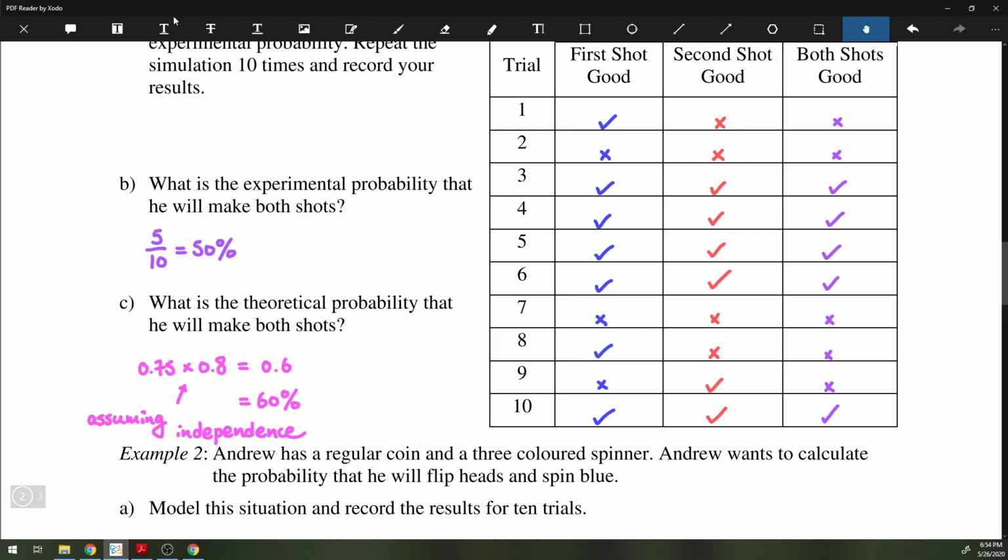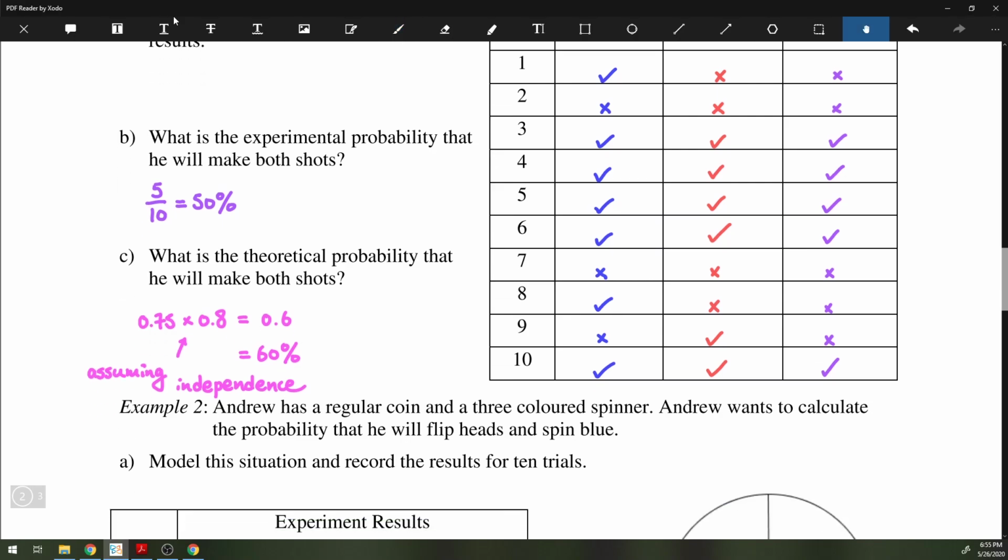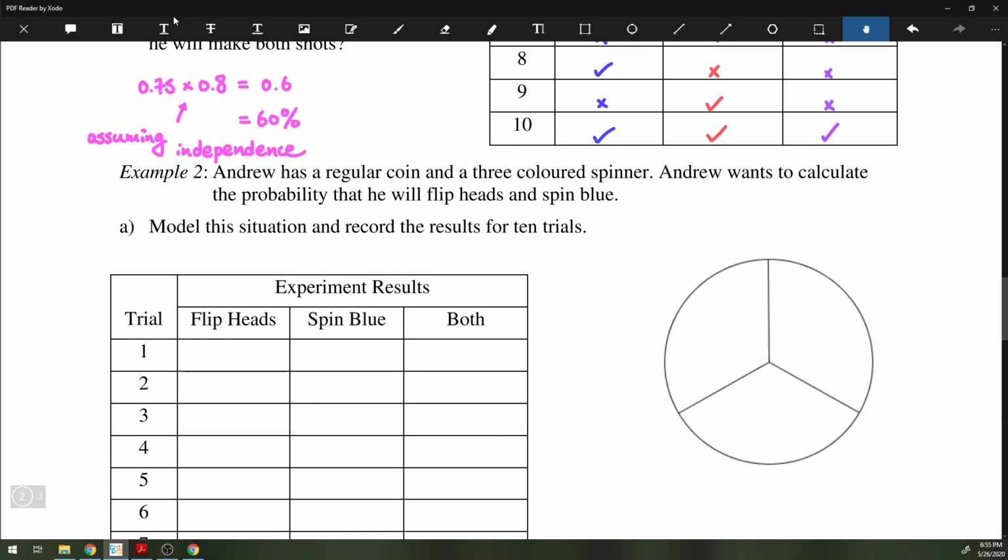Okay. So now we're going to talk about the next example a little bit. Again, we're going to use a random number generator, so I'm not going to show that part. But I do want to talk about how we can use different objects to run simulations instead of having a web browser with a random number generator on it. So it says here Andrew has a regular coin and a 3-color spinner.